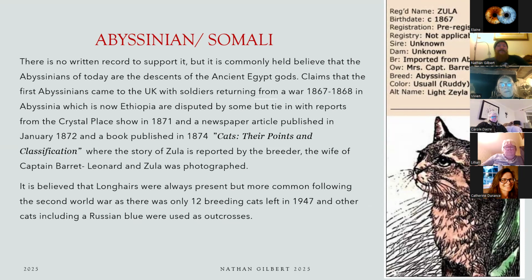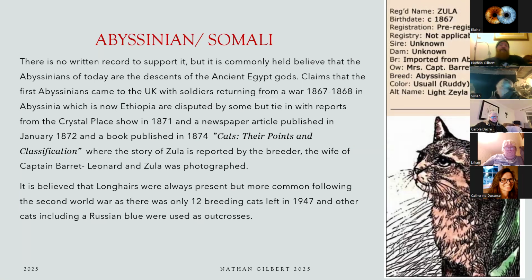She was exhibited at the first Crystal Palace show in 1871, and there was a follow-up article in the newspaper in January 72 where a picture of the cat was printed with the story. It was the wife of a captain returning from the war there, and he brought a female kitten back with him called Zula. She's described as a ticked tabby, likely with quite a lot of leg barring, possibly some tail rings still, but essentially a ticked tabby cat.